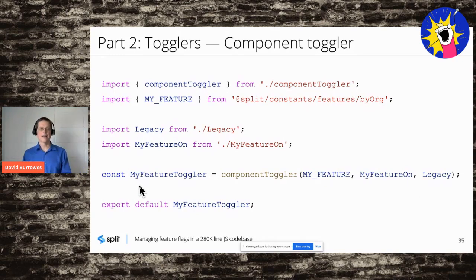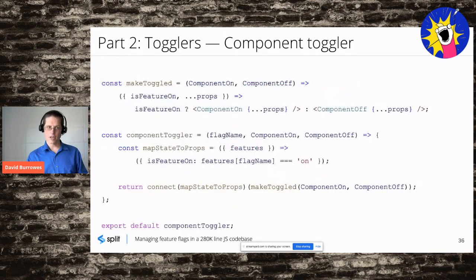This being React, my new component is itself another function, which acts like a component as far as React is concerned. But when I go and call it, it's simply going to look at the feature flag and decide which subcomponent to render. Now let's talk about the toggler code itself.